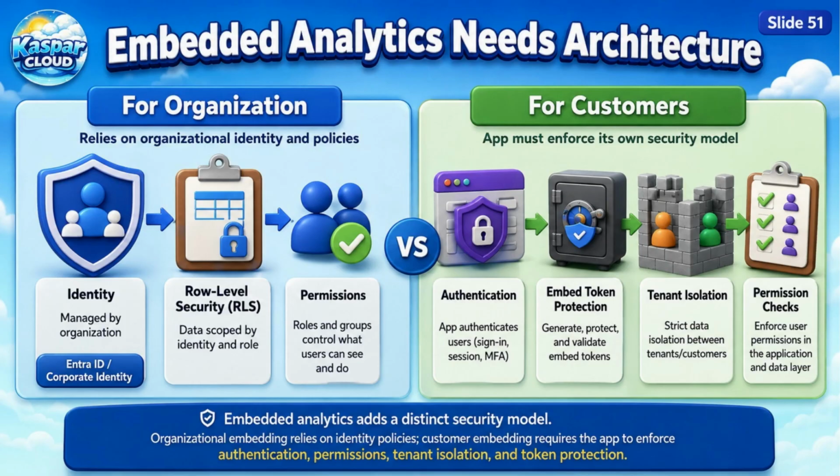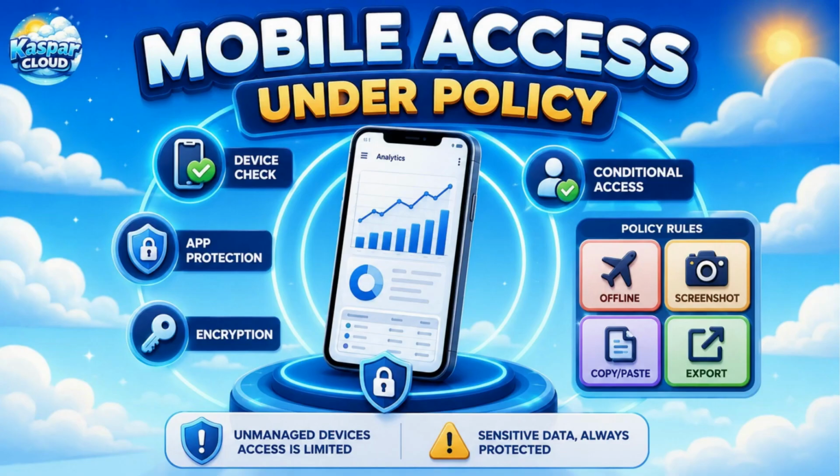The application must correctly authenticate users, generate tokens with proper permissions, enforce tenant isolation if applicable, and protect embed token handling. Embedded analytics can be secure, but it requires careful architecture beyond simply placing a report inside an iframe. Mobile access also matters. Users may access Power BI reports and Fabric-related content through mobile devices.